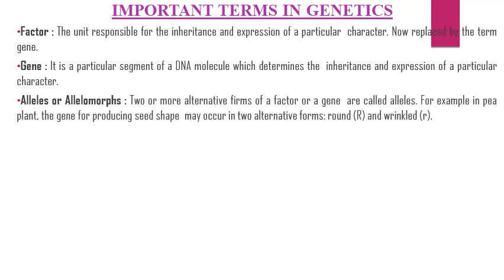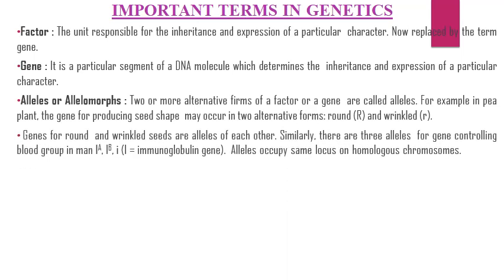For example, in pea plant, the gene for producing seed shape may occur in two alternative forms, round and wrinkled. Genes for round and wrinkled seeds are alleles of each other. Similarly, there are 3 alleles for the gene controlling blood group in man: IA, IB and small i. Alleles occupy the same locus on homologous chromosomes.